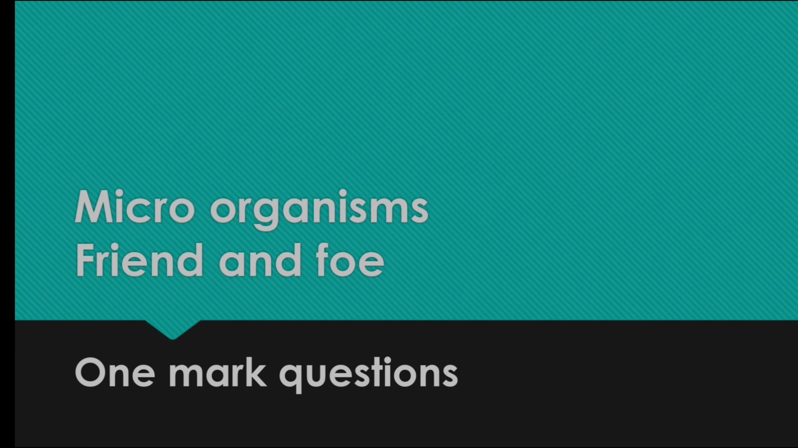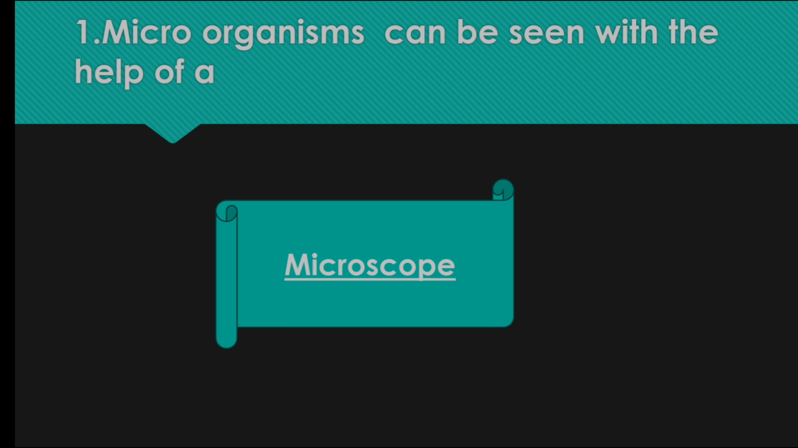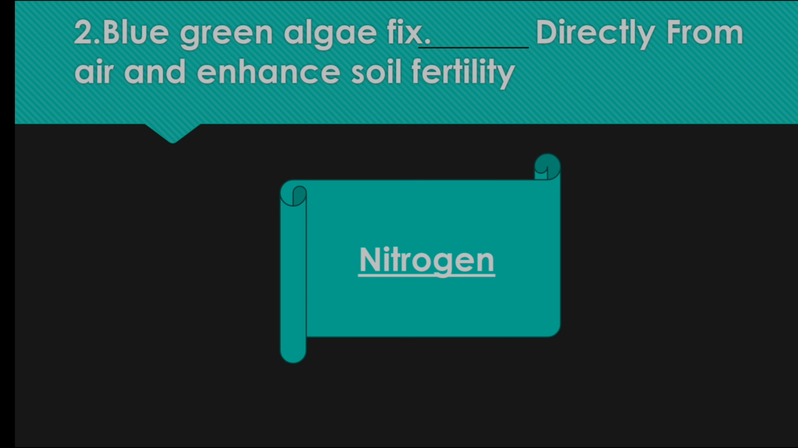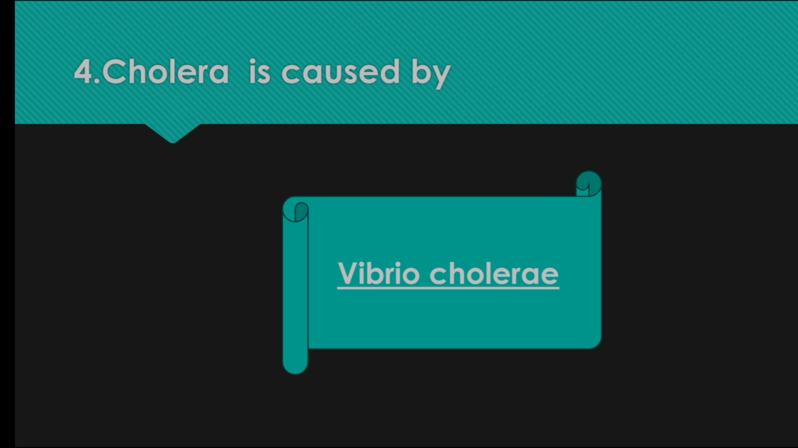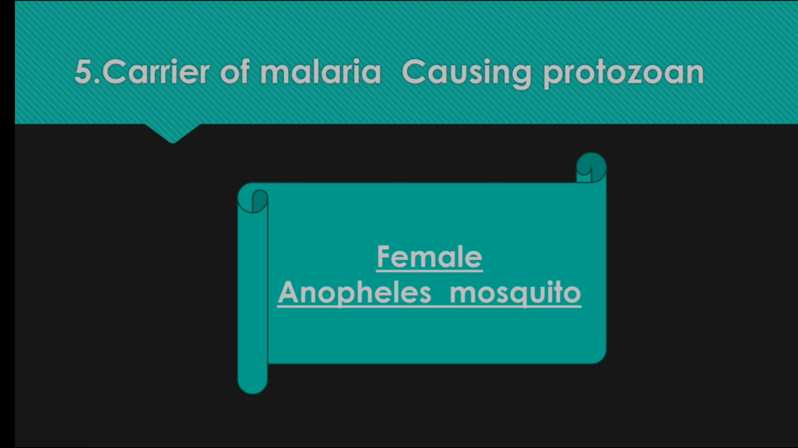One more question set. Microorganisms, friend and foe. Microorganisms can be seen with the help of a microscope. Blue-green algae fix nitrogen directly from air and enhance soil fertility. Air has 78% nitrogen. Alcohol is produced with the help of yeast. Cholera is caused by Vibrio cholerae. Carrier of the malaria-causing protozoan: which mosquito? Anopheles. The female mosquito causes malaria.